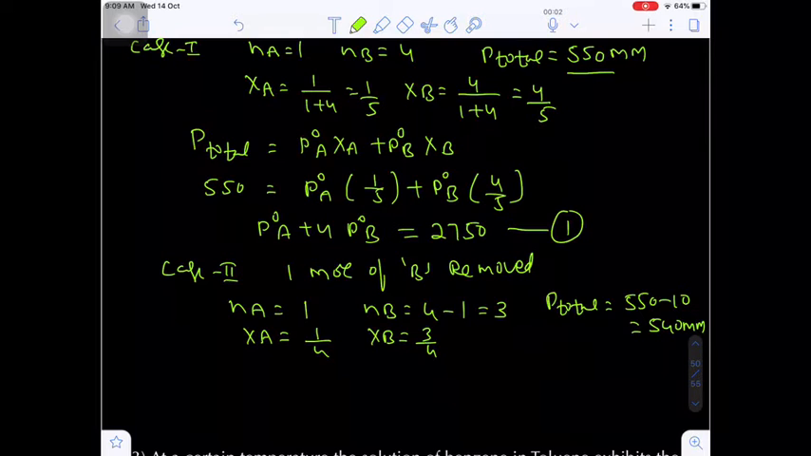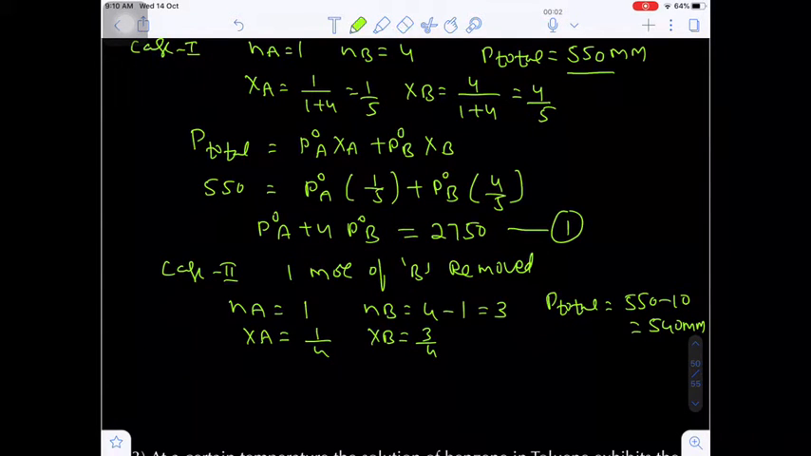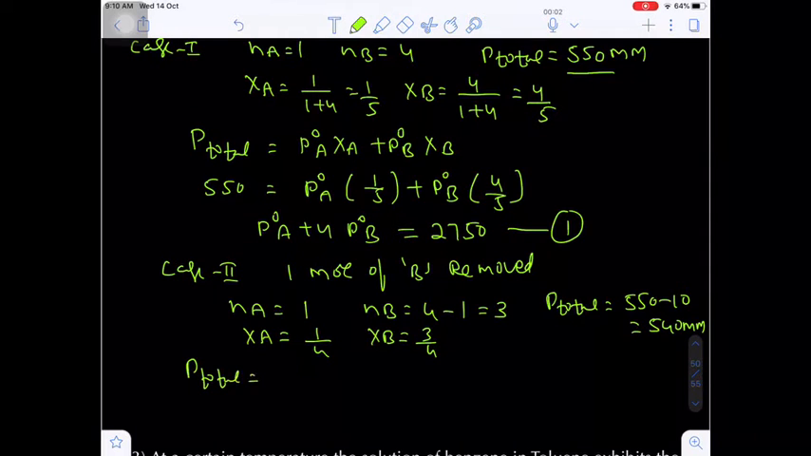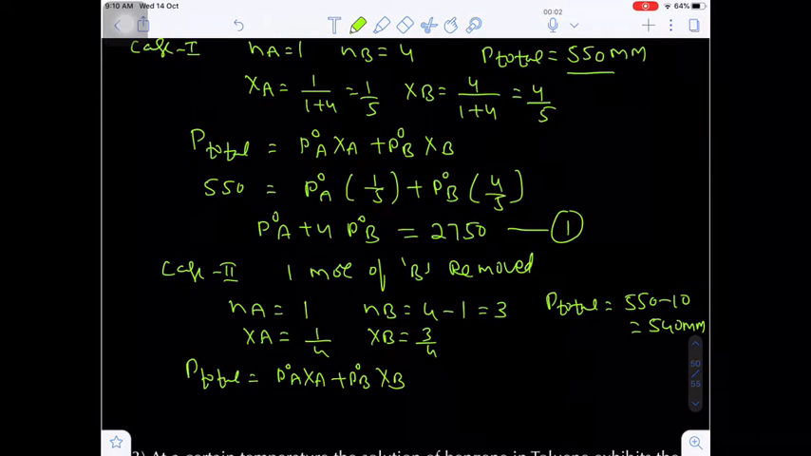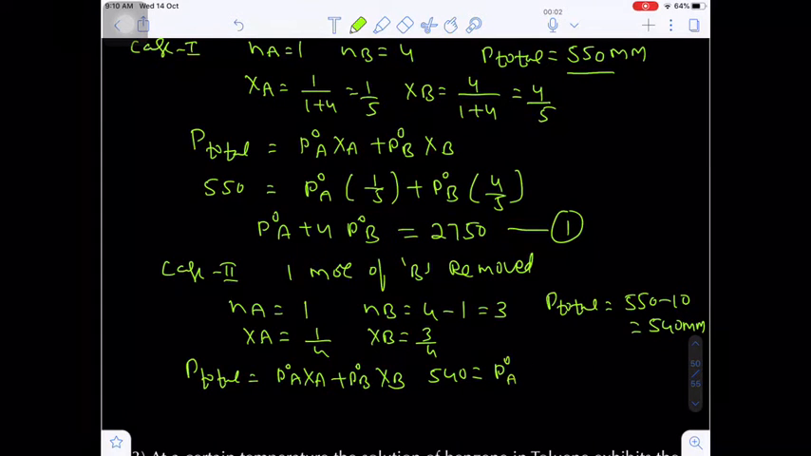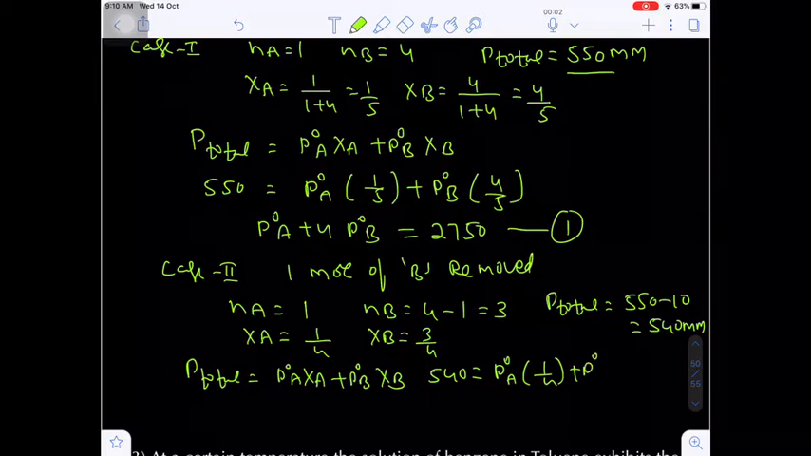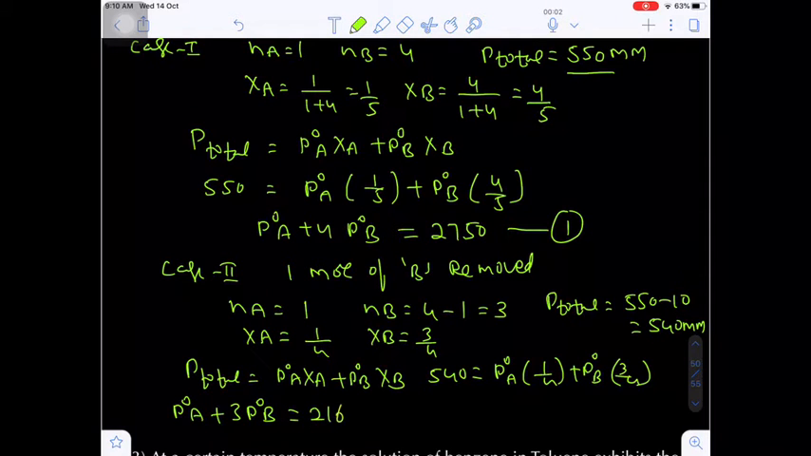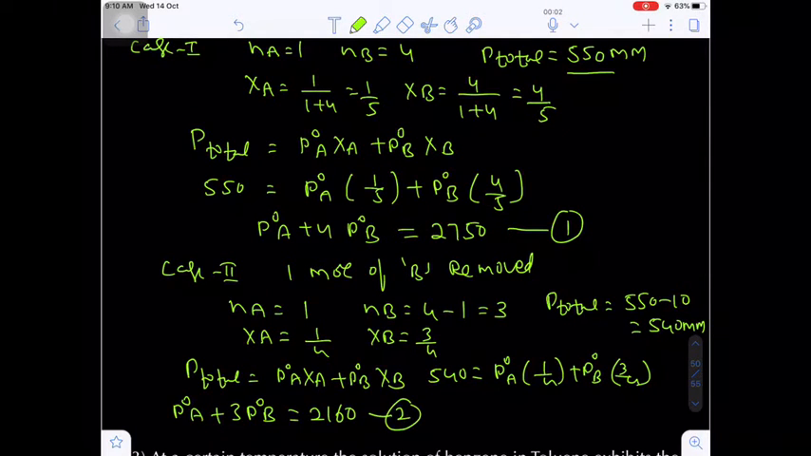Here also you will get one more linear equation. That linear equation will come from Raoult's law: P total will be equal to P naught A XA plus P naught B XB. So P total here is 540, P naught A to be calculated with XA value 1/4, and P naught B to be calculated with XB value 3/4. Are you getting my point? From here, P naught A plus 3 into P naught B equals 2160. This is equation number 2.